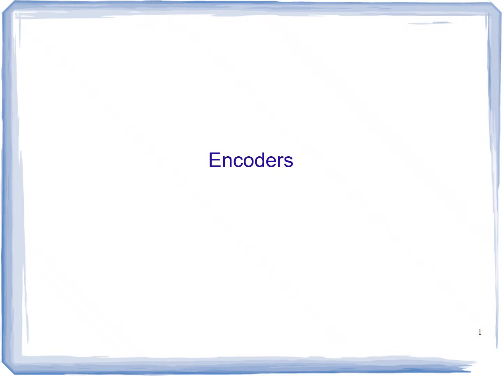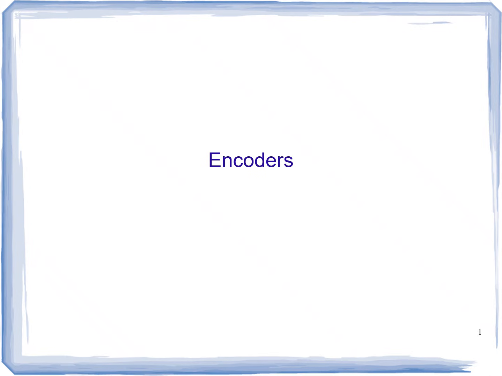Hey everyone, now we are going to talk about encoders. Already we have discussed multiplexers and demultiplexers. Encoders, decoders, multiplexers, and demultiplexers are combinational circuits. Here the encoders and multiplexers perform the same kind of operation, and decoders and demultiplexers perform the same operation.